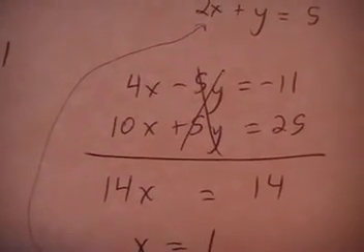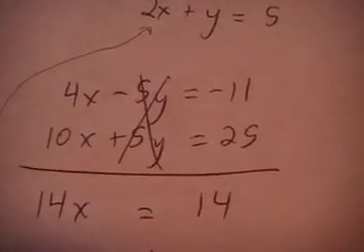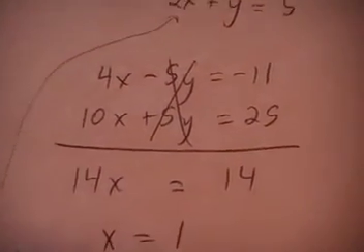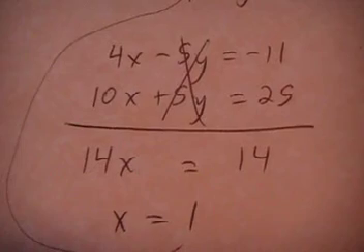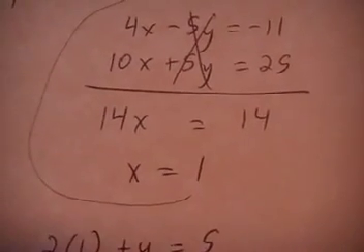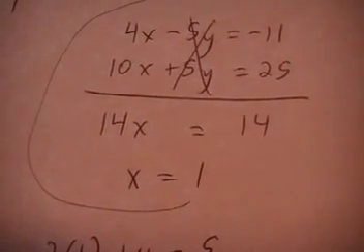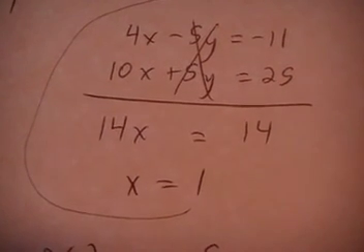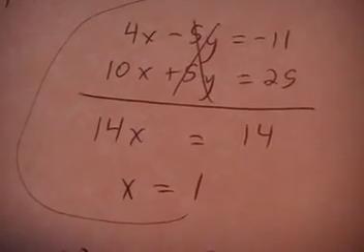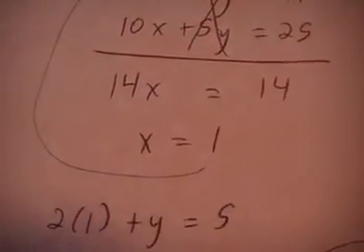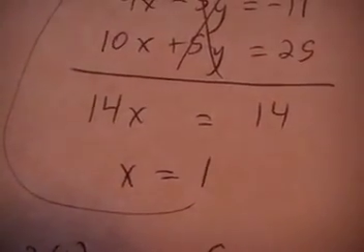4x plus 10x is 14x. The y's cancel. Negative 11 plus 25 is 14. Divide both sides by 14 and x equals 1. But these two lines are going to cross each other at one coordinate, so we need to know what's the point where they cross. X equals 1 is only half the answer.